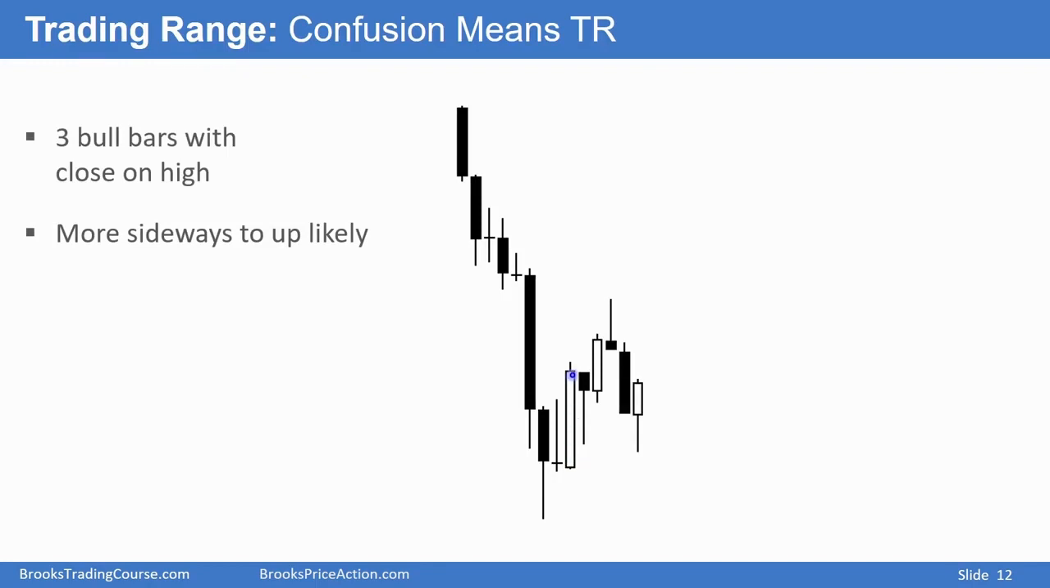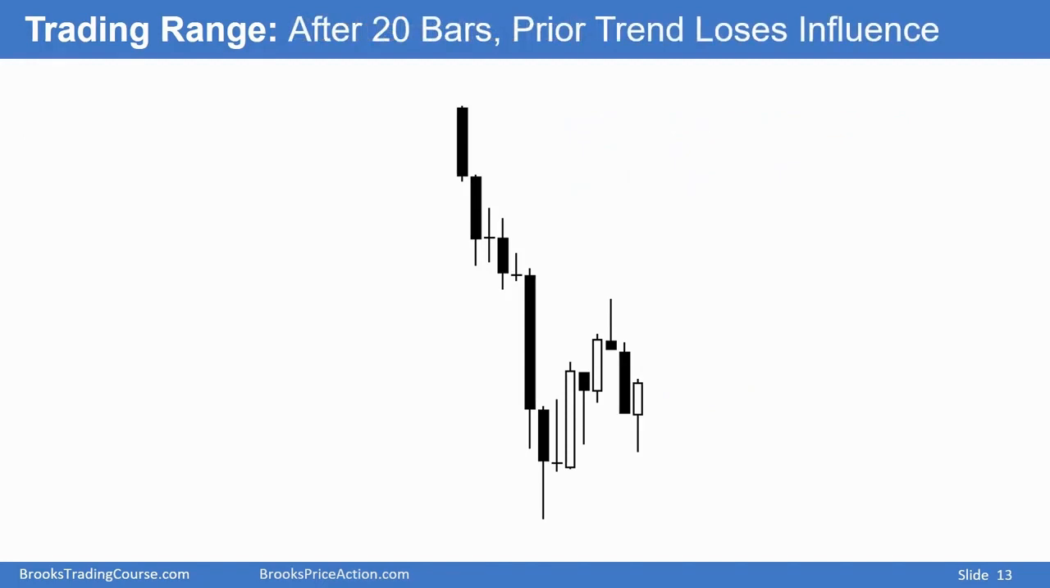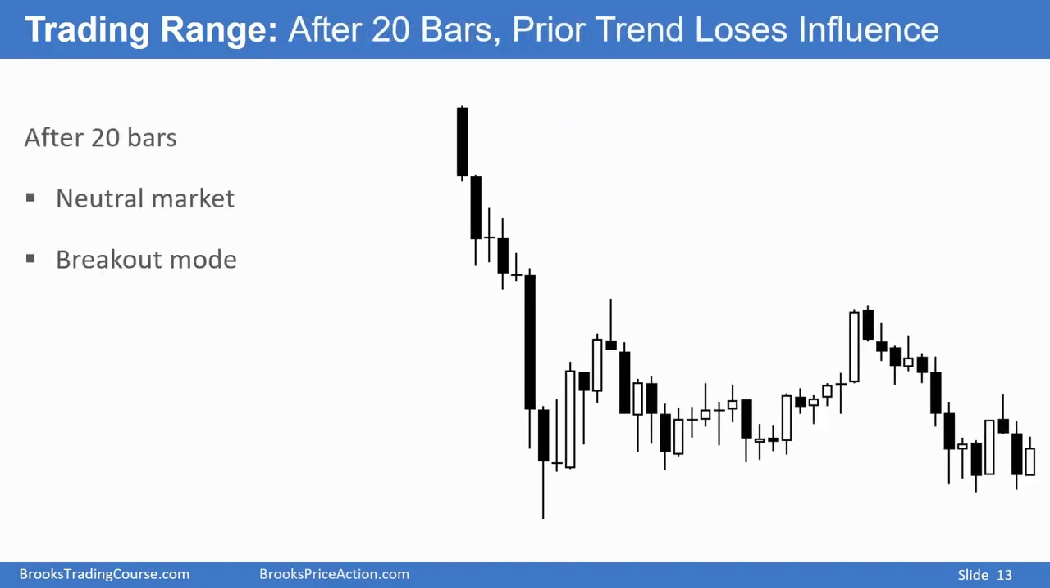Now we have 3 bull bars, 1, 2, 3, closing on their highs. Do you think this is a pullback and that the bear trend will resume down? Or you're saying that's a lot of buying pressure after a sell climax? Probably the market is more likely to go sideways or even up than it is to go down. Bears want more information before they'll sell again, and therefore the trading range will probably grow to more bars. After about 20 bars, the bulls and bears become just about equally balanced. The market's neutral, and then it's in breakout mode.